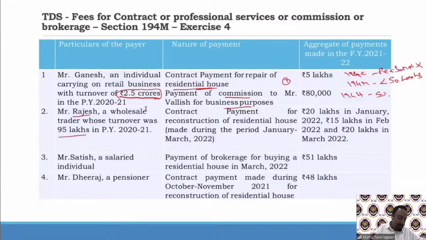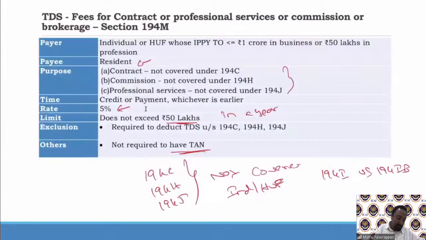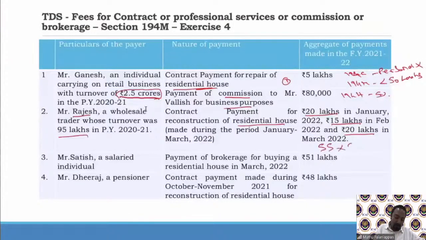Next is Rajesh. He has 95 lakhs, which means he doesn't meet the condition of individuals in 194C, H and J. Contract payment for residential house: how much is the total contract payment? 20 plus 15, 35 plus 20, 55 lakhs. Since it is more than 50 lakhs, on this 55 lakhs he has to pay tax at the rate of 5%. That will be the TDS. Since his turnover does not exceed 1 crore, he is classified under this particular classification. So on 55 lakhs, 5% is deducted under section 194M.